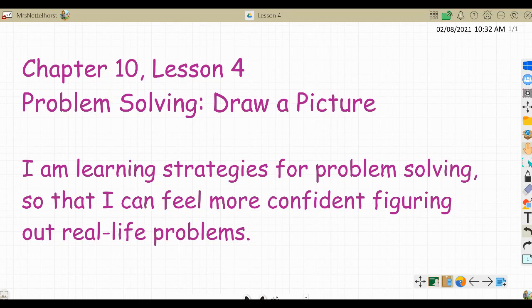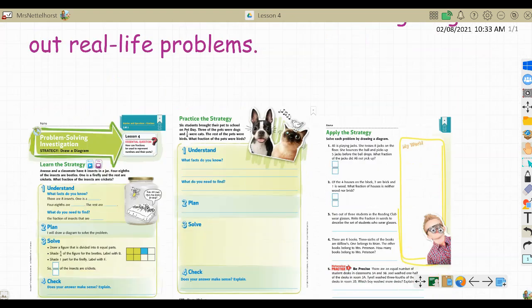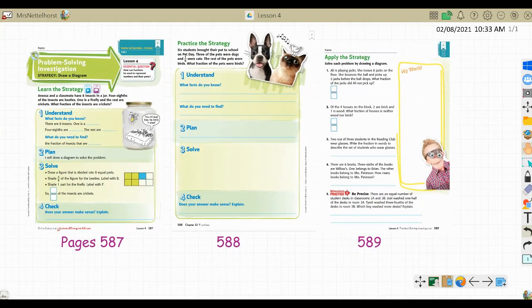Hi, boys and girls. Today we're doing Chapter 10, Lesson 4, Problem Solving, Draw a Picture. My learning intention is that I am learning strategies for problem solving so that I can feel more confident figuring out real-life problems. And that is really what math is all about, figuring out real-life problems. So let's take a look at the pages that we're doing today. I'm going to be doing all three of these pages with you, so just hang in there and we'll get through them all. We have pages 587, 588, and 589.